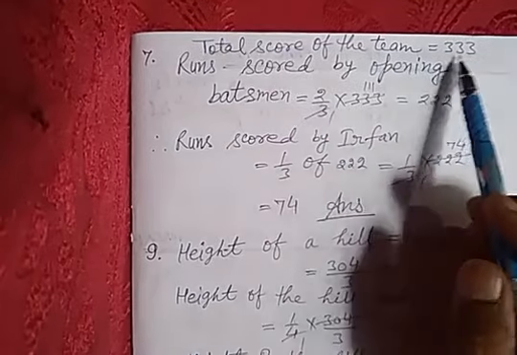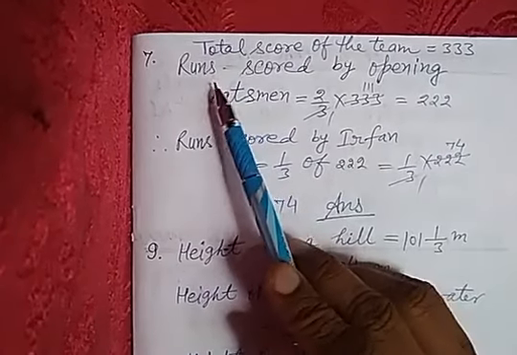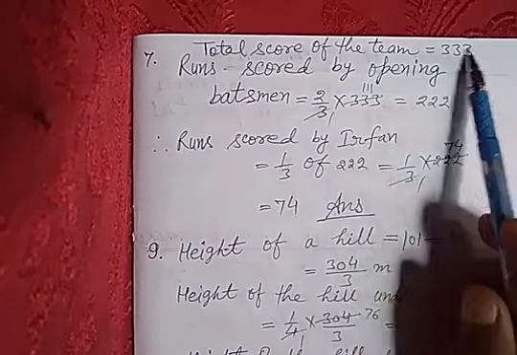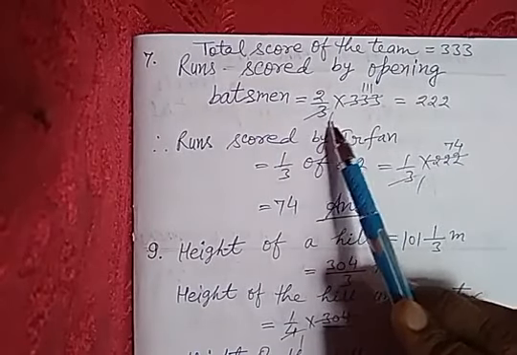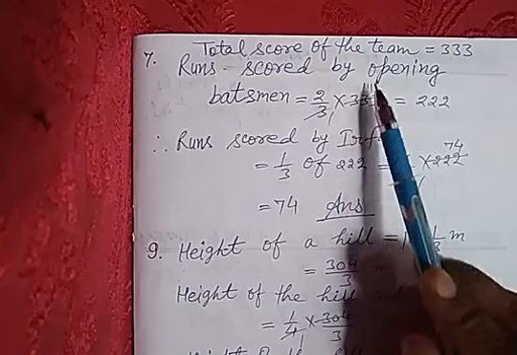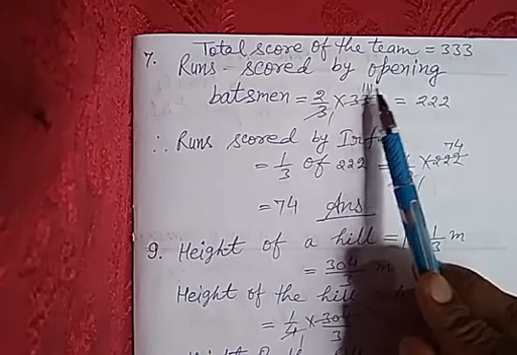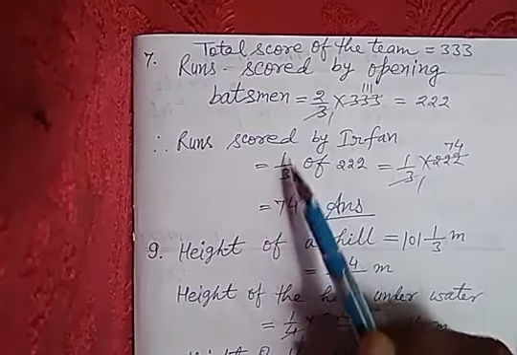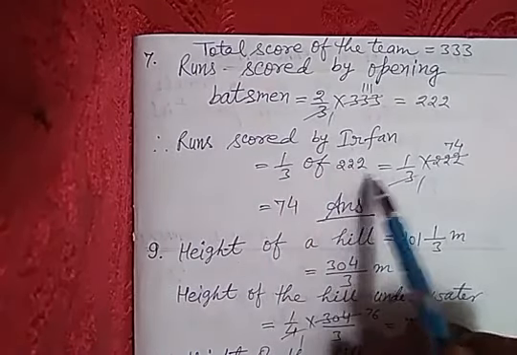Total score of the team is equal to 333. Runs scored by the opening batsmen is equal to 2 upon 3 into 333, divided by 3. 3 1 ja 3, 3 1 ja 3, 3 1 ja 3, 111. 111 2 ja 222. Therefore, runs scored by Irfan is equal to 1 upon 3 of 222, is equal to 1 upon 3 into 222, divided by 3. 3 1 ja 3, 3 7 ja 21 and 3 4 ja 12, 74. This is the answer.